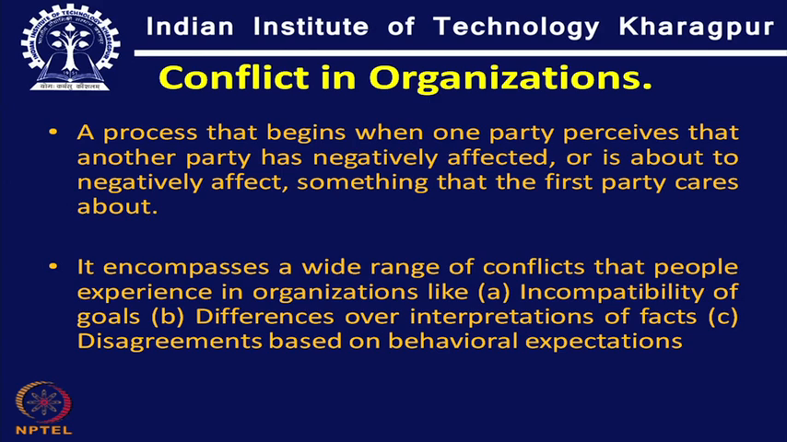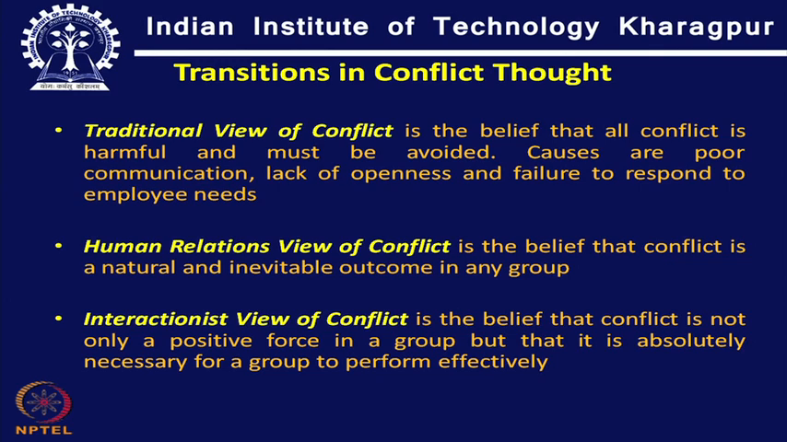So, perception is again a very important factor. Until and unless I perceive that the other person, or the other party, is a hindrance to some of the things that I want to do in the organization, maybe conflict is not there. So, we'll try to focus on the transition of thoughts which has taken place regarding conflict itself, like how conflict was earlier viewed and what the present view is when you are talking of conflict.